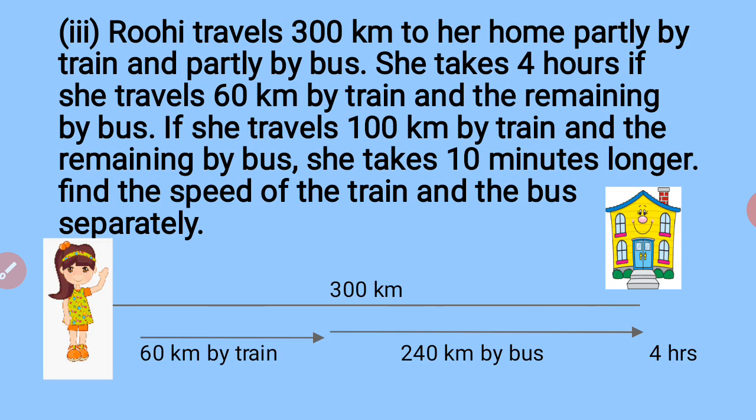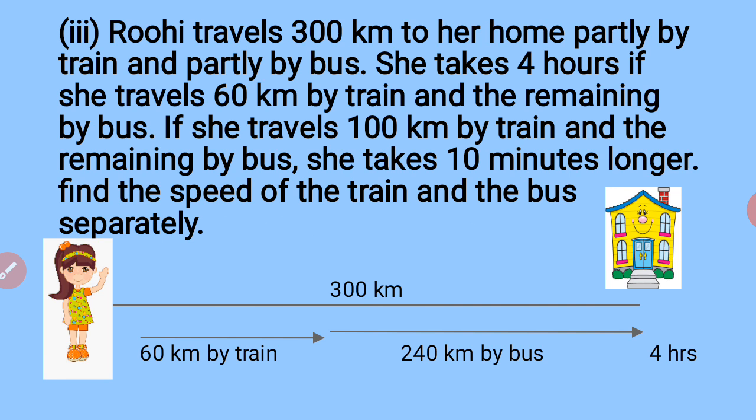Now this is the third question. Ruhi travels 300 km to her home partly by train and partly by bus. So you can see again it's better to keep yourself in Ruhi's place and understand. The diagram is also drawn over there. 300 km is the distance between Ruhi and the home. She is initially traveling 60 kilometers by train. That is the first condition given.